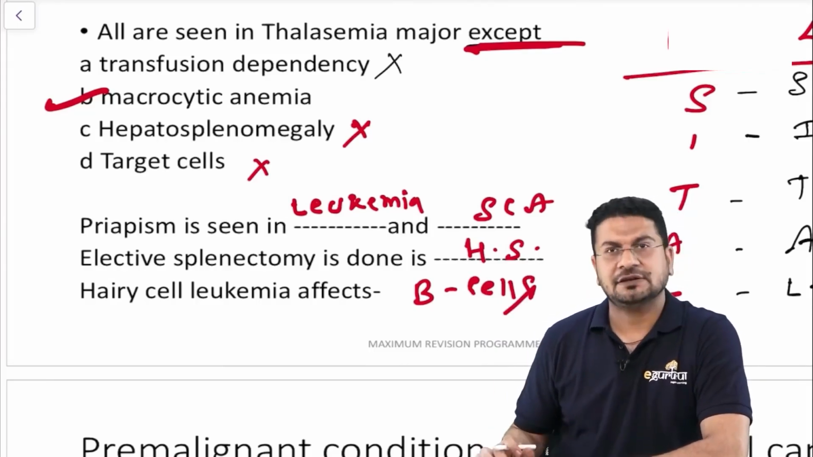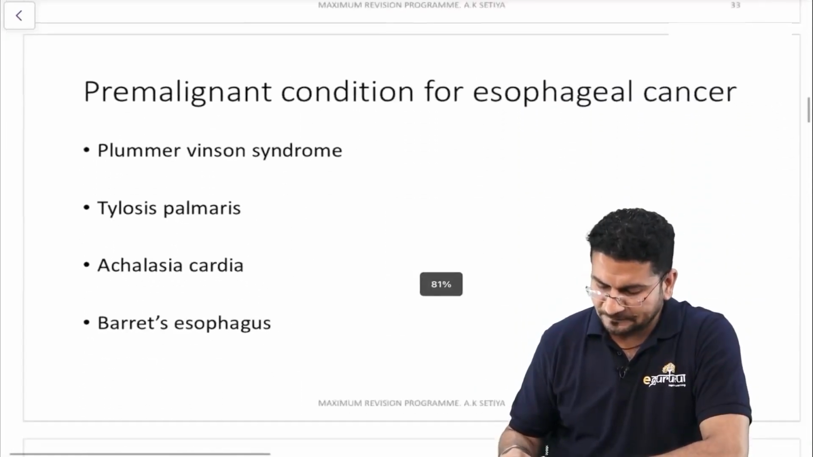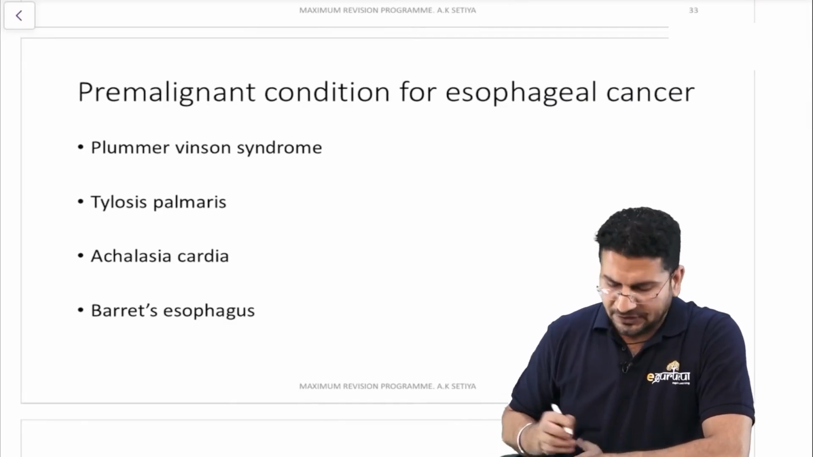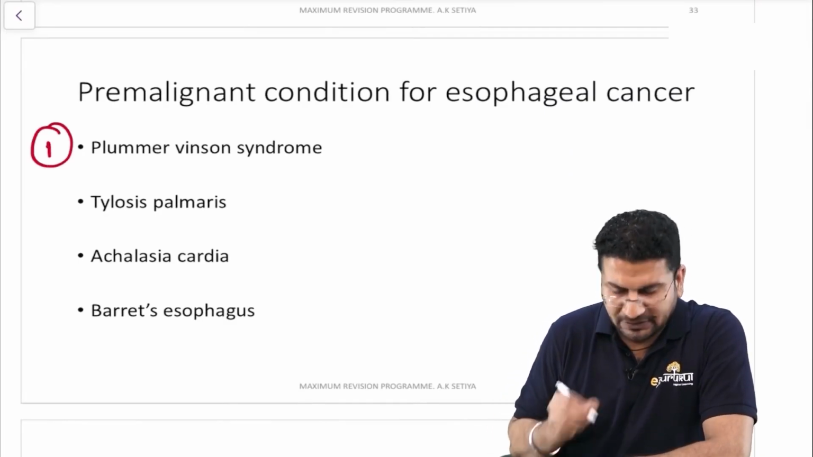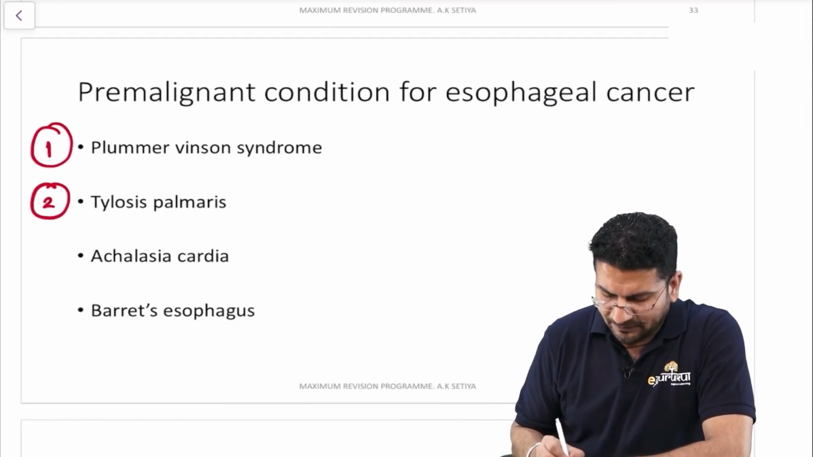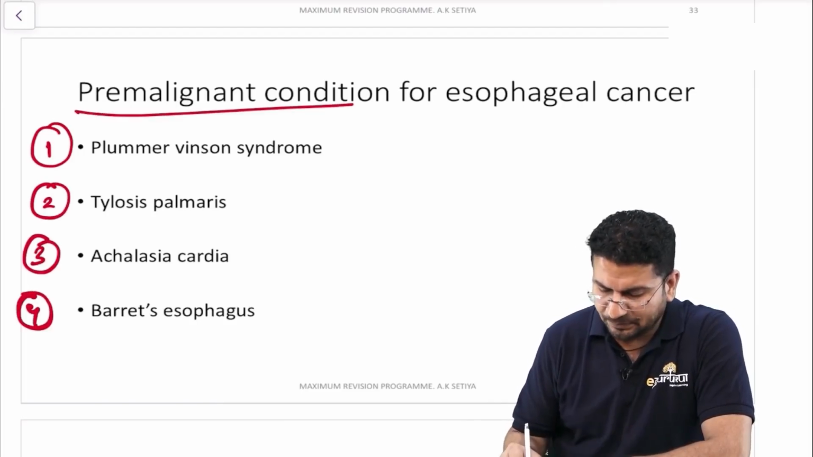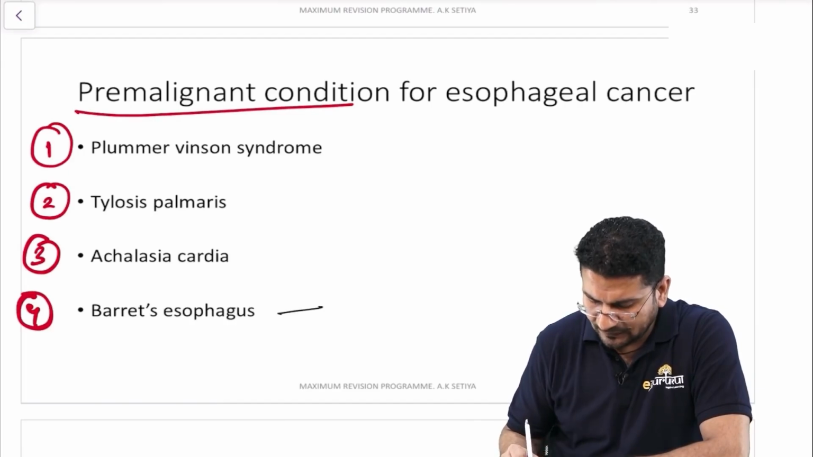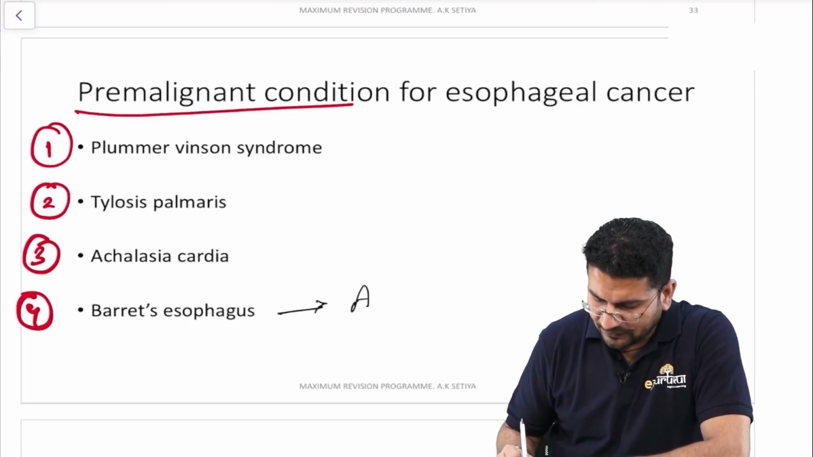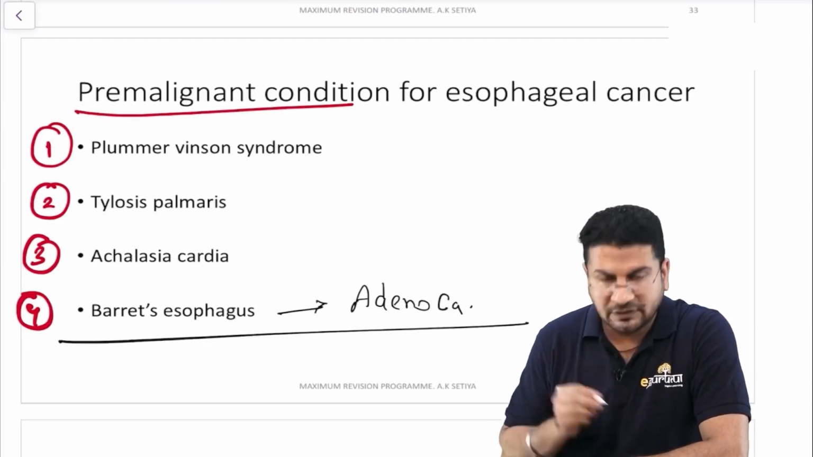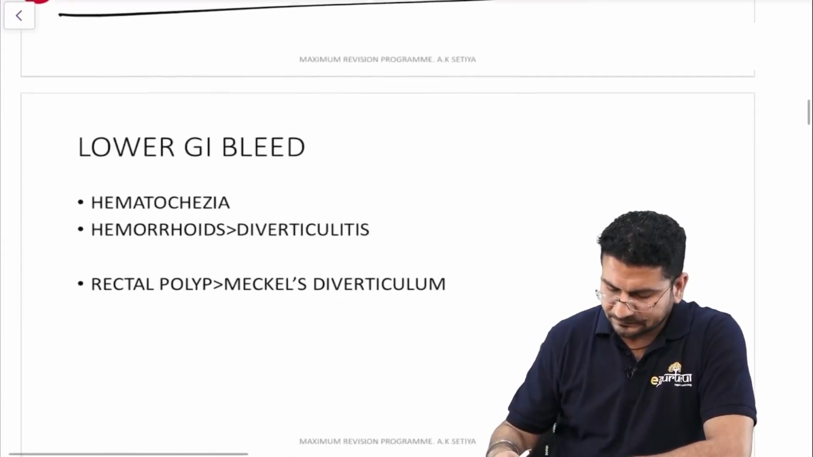So let us revise some topics of GIT now. Esophageal cancer can occur due to some causes like Plummer-Vinson syndrome, tylosis palmaris, achalasia cardia and Barrett esophagus. So understand this, these are pre-malignant conditions for the esophagus. Out of these, Barrett will convert only into adenocarcinoma.